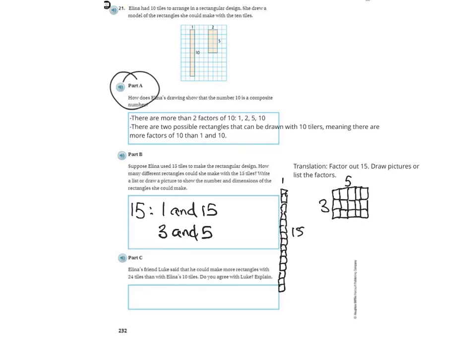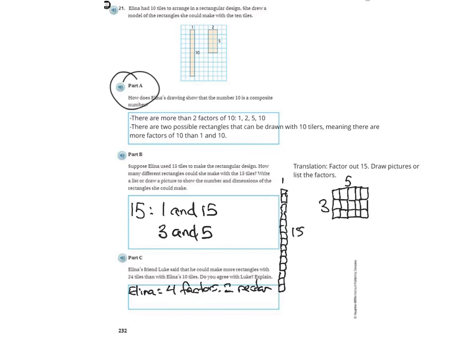And then part C is pretty cool, because this is just Luke kind of bragging that he can make more rectangles with 24 tiles than with Alina's 10 tiles. Do you agree with Luke? Well, okay. Let's start with how many factors we'll put Alina, right? Alina, how many factors does she have? 4 factors, 2 rectangles.